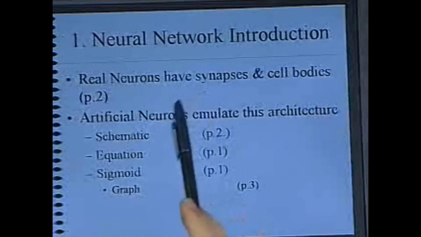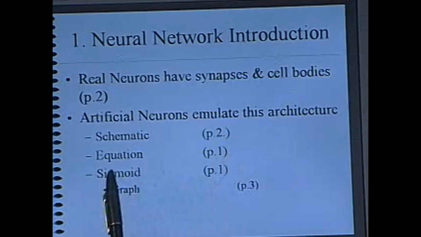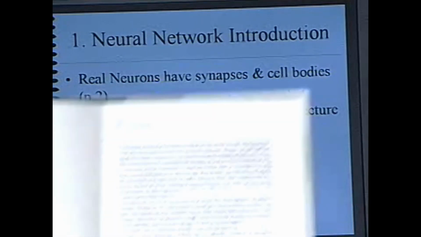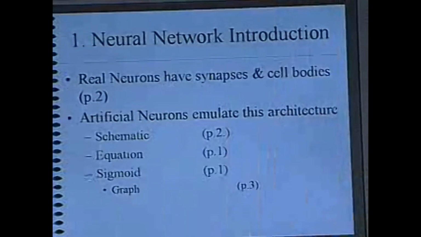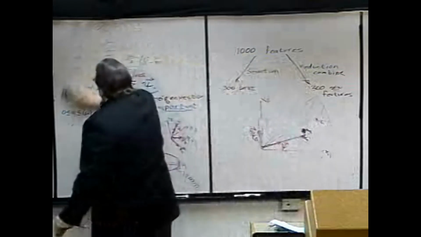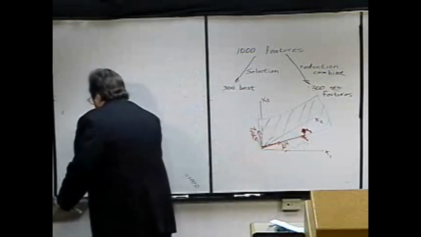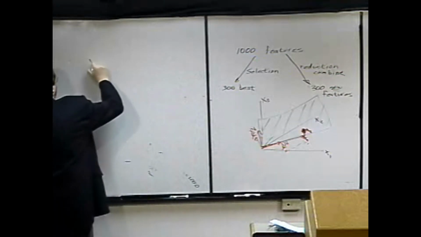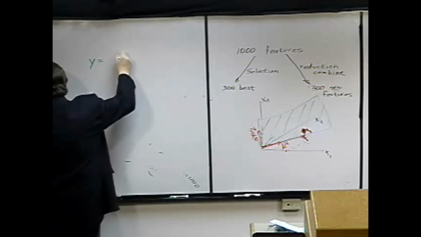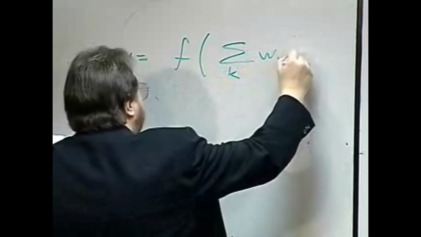So the real networks have synapses and cell bodies. Artificial neurons emulate the architecture. We've looked at the schematic, the equation for the neuron. Here is the equation for the neuron. Let me just write it on the board instead of showing you in the book. The equation for a neuron, taking the schematic that we showed you and reducing it to an equation: y is equal to f times the summation over k of w sub k times x sub k.